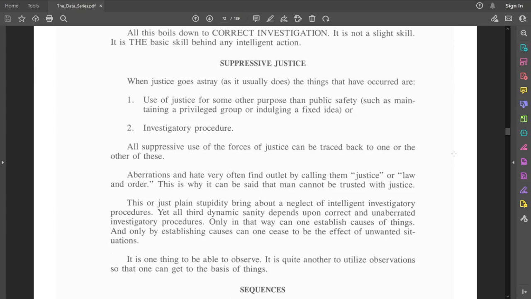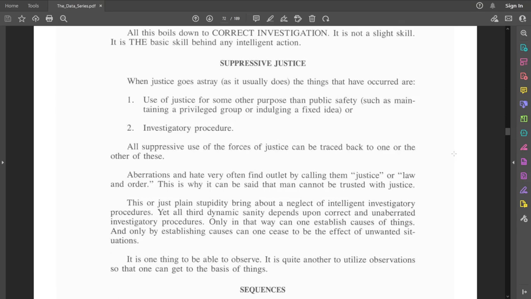The things that have occurred are 1. Use of justice for some other purpose than public safety, such as maintaining a privileged group or indulging a fixed idea, or 2. Investigatory procedure. All suppressive use of the forces of justice can be traced back to one or the other of these.